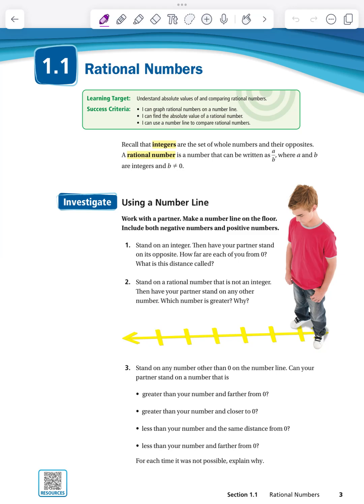Hello, 7th graders. Today's lesson is going to be an introduction to rational numbers. In today's lesson, you're going to have some important vocabulary, such as integers and absolute value. Okay, so let's start with integers.